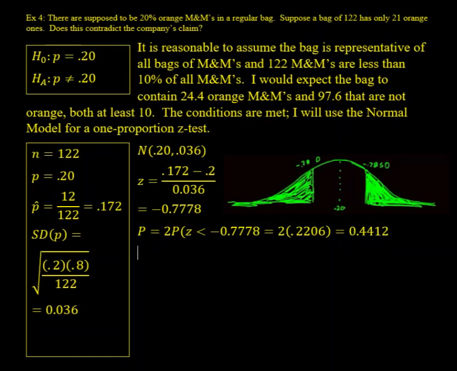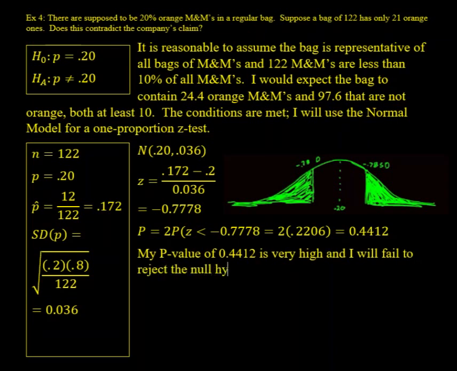My p-value of 0.4412 is very high, and I will fail to reject the null hypothesis. There is not sufficient evidence to indicate the proportion of orange M&Ms differs from the 20% rate.